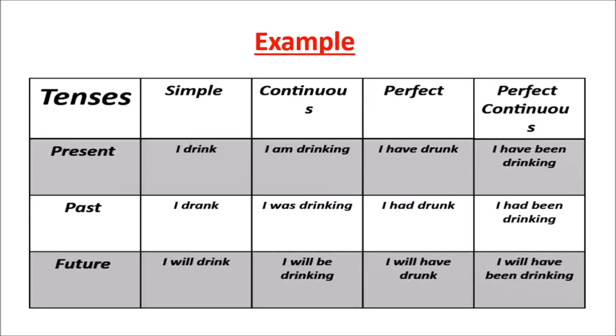Look at the next form, the perfect form. What is the present perfect tense? I have drunk. What is the past perfect tense? I had drunk. What is the future perfect tense? I will have drunk. Clear? Look at the last form, the perfect continuous form. I have been drinking. I had been drinking for past perfect continuous. And the final one is future perfect continuous, that is I will have been drinking. Understand? Yes. Good.